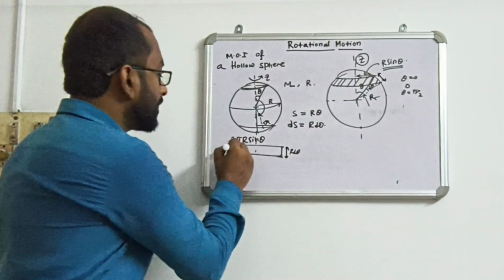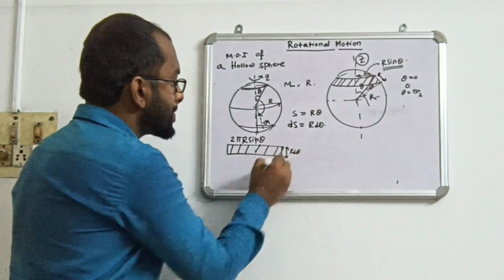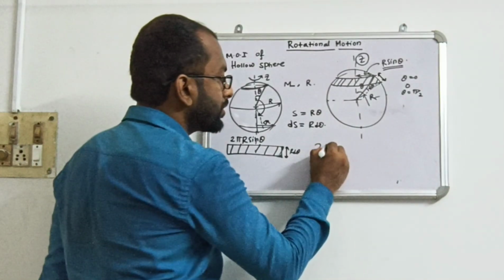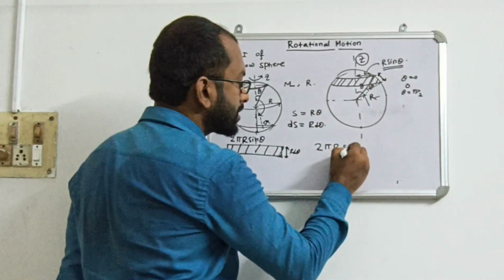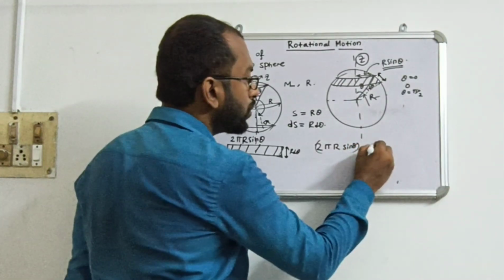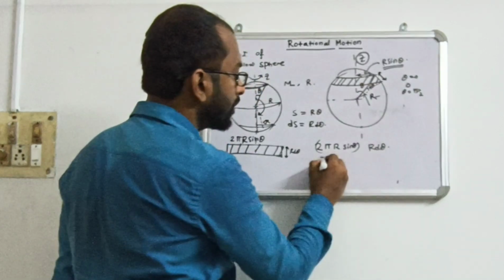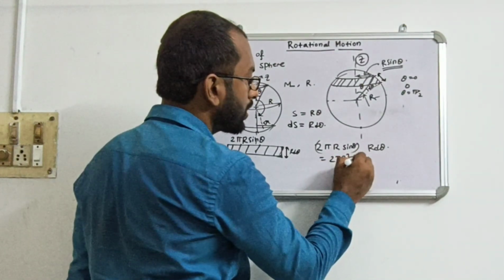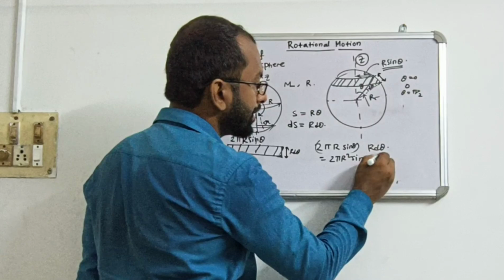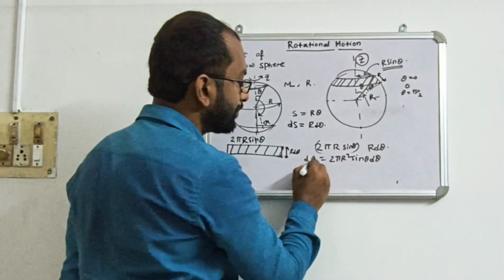So right now, what is the area of the ring? Area of the ring is 2 pi r sin theta into r d theta. That becomes 2 pi r square sin theta d theta. That is the small area dA.